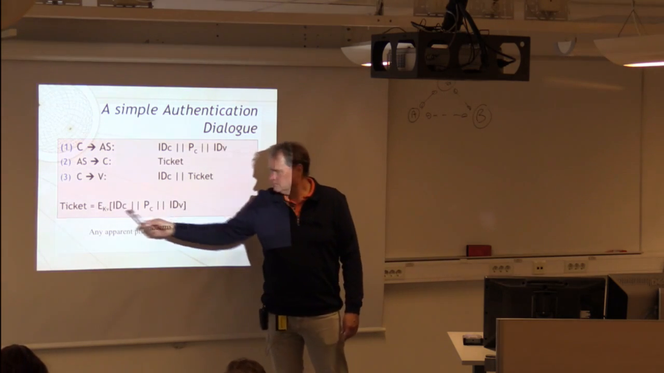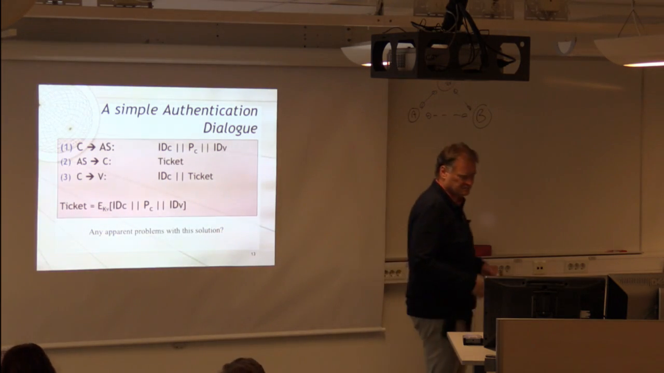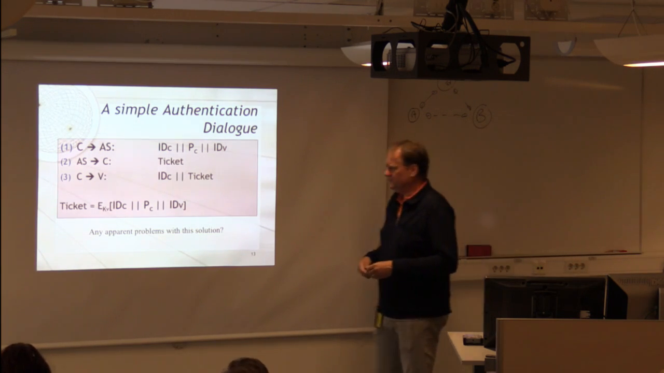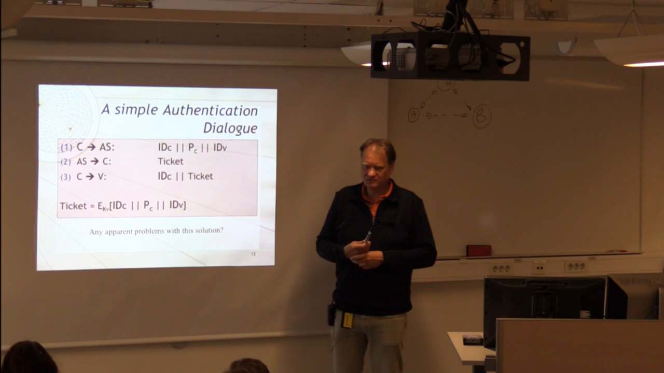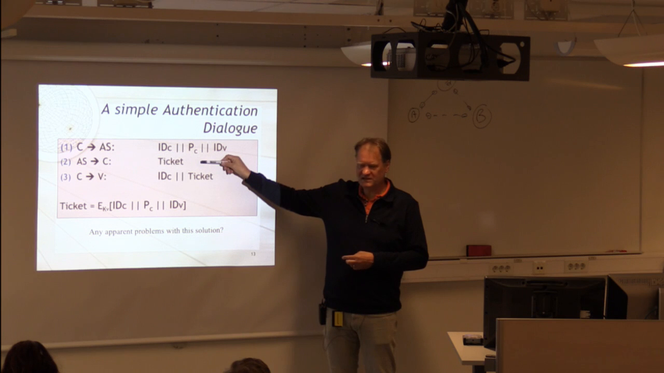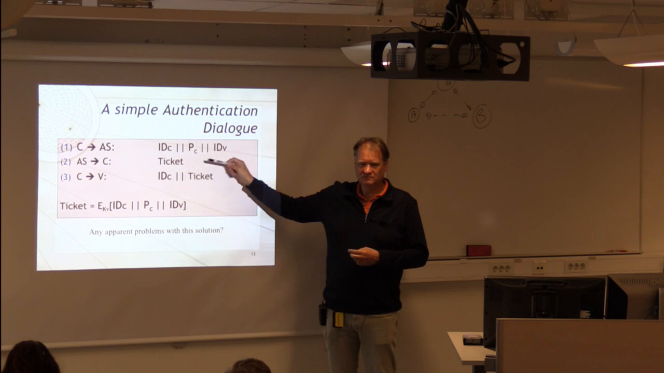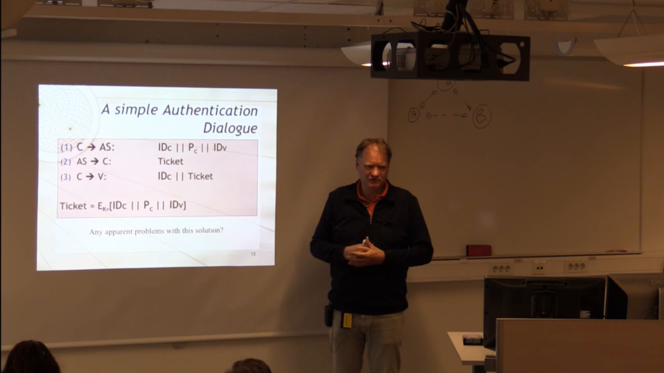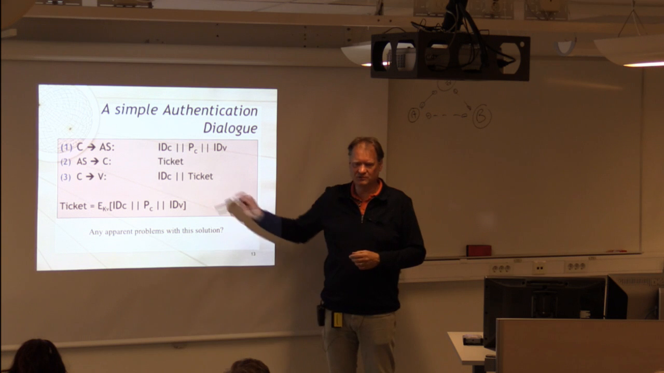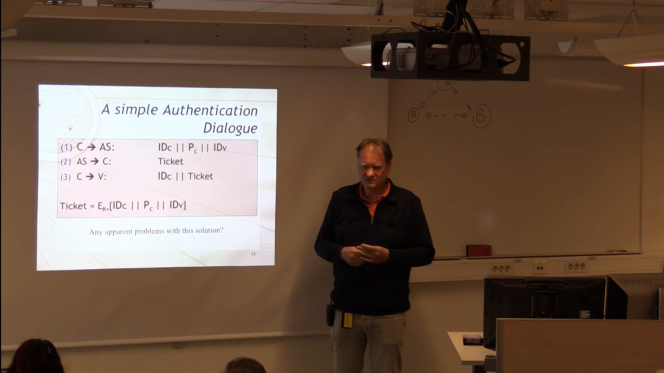Who can read the information in this ticket? The server and the authentication server. Yeah, so V and AS. V and AS can read that information. Who gets the information? First C, then V. We send it to C, the client. So this ticket that the client gets, the client couldn't see what it contains. It's encrypted. Of course, there is information about the ticket, so we know what it is, but the content of it is actually encrypted, so we couldn't do anything about it.